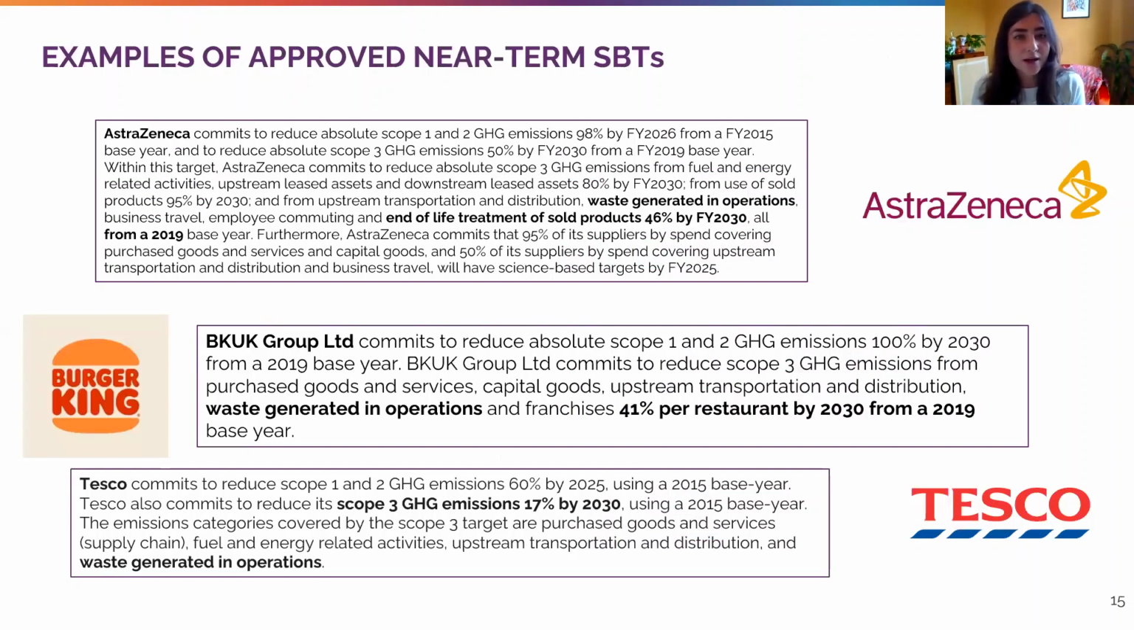So AstraZeneca, they have included both waste generated in their operations and end-of-life treatment of sold products within their science-based targets, and they've committed to reduce those emissions by 46% by 2030. Burger King UK, they have included waste generated in operations. So their goal is to reduce that 41% per restaurant by 2030. And finally, Tesco, they've also included a waste goal within their target to reduce those emissions 17% by 2030.